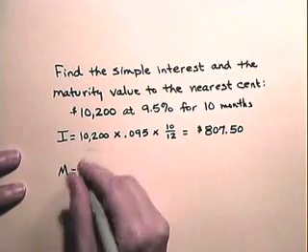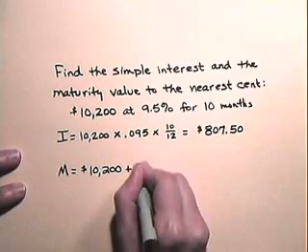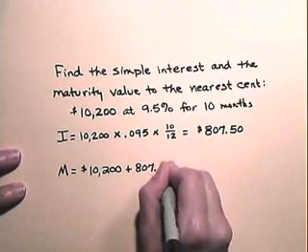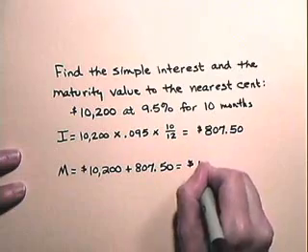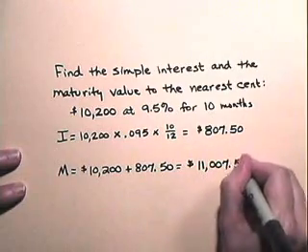The maturity value, you will remember, is principal plus interest. So the maturity value will be $10,200 plus $807.50, which gives us $11,007.50.